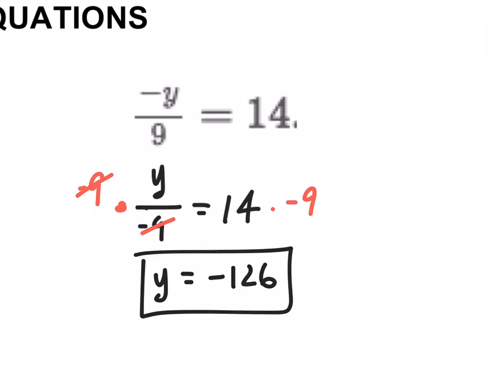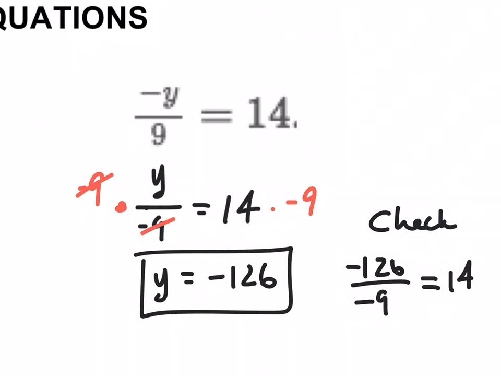Okay, and if I were to check this, if I took negative 126 divided by negative 9, is that going to give me 14? Okay, and that's true. A negative divided by a negative is going to give me a positive, so positive 14 is equal to 14. This is true, so that's my solution.